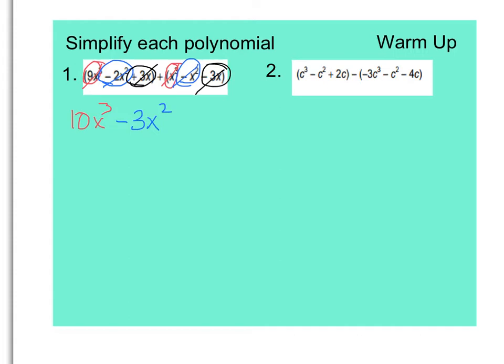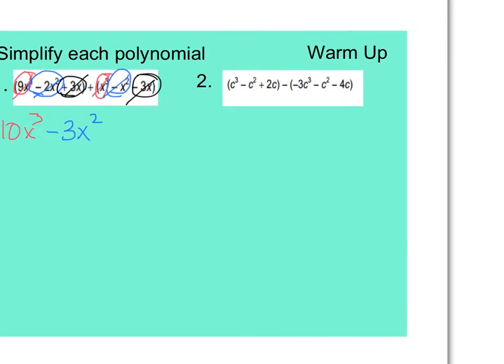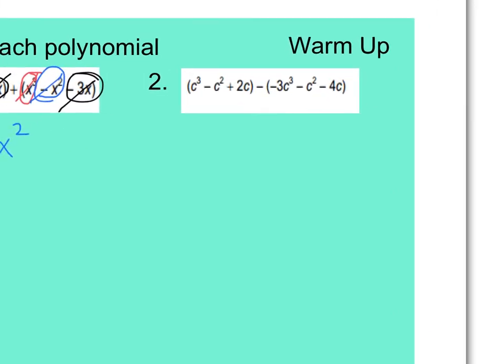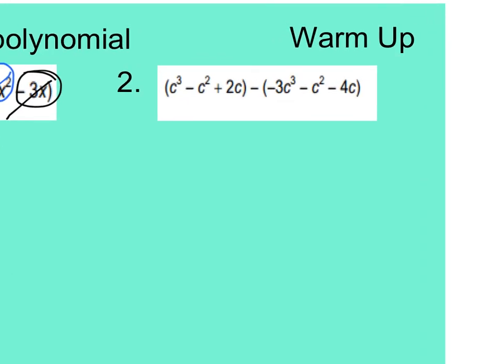Going over to number 2, this one has that minus sign in between them, which means we're going to have to add the opposite. So change the middle sign to a plus and change all the signs in the other parenthesis. Now we treat it just like we did number 1.